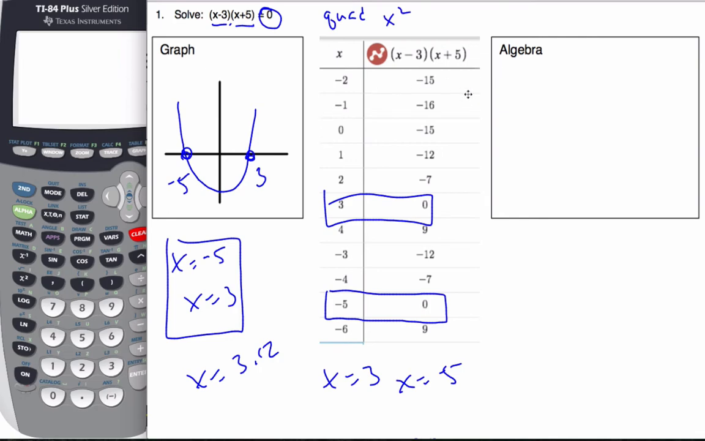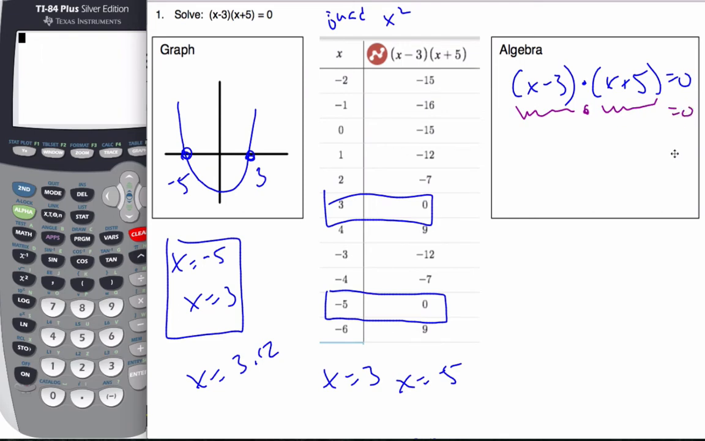And then finally, the algebra way to do this one is if I look at my equation, I recognize that x minus 3 times x plus 5 equals 0. There's multiplication implied there. So this number here times this other number here is 0. The only way two numbers multiply to get 0 is if the first number is 0 or the second number is 0. One of them has to be 0.